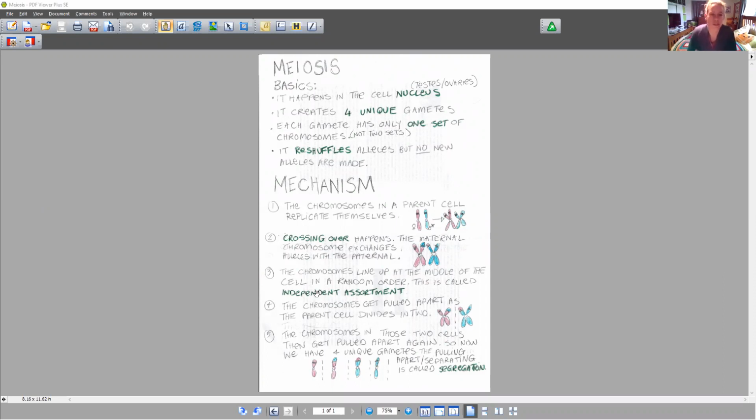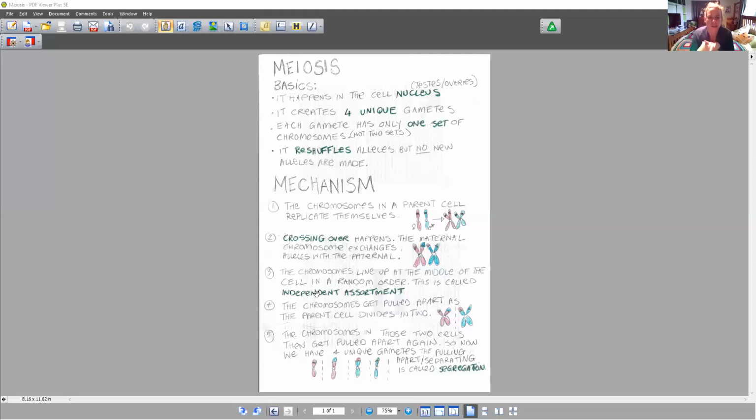So meiosis, the main things, the basics: it happens in the testes and ovary cells, inside the nucleus. That's where the process of meiosis happens. The output from meiosis, the end product, is 4 genetically unique gametes. And remember, a gamete is a sex cell, so it's either going to be a sperm cell or an egg cell. They're not all new, but all 4 cells have a different combination of the alleles in them. So they're genetically unique.